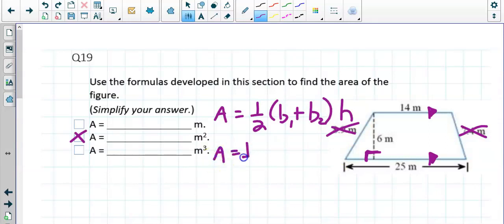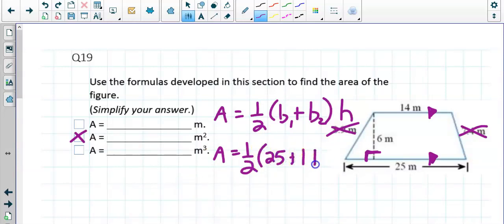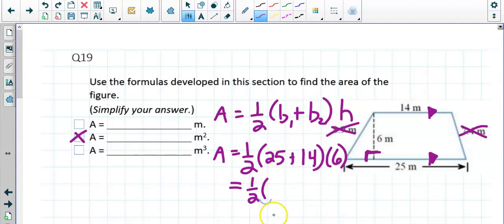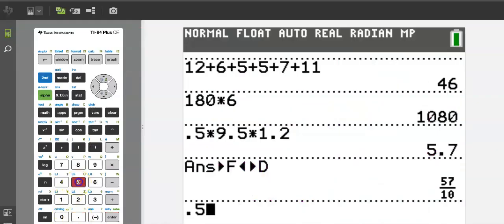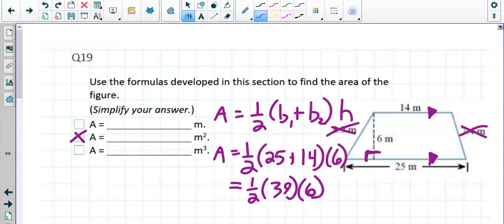So area is equal to 1/2 times B1, which is 25, plus B2, which is 14, and your height is 6. So all you have to do is multiply all that out, or in other words, take 1/2 times 39 times 6. So go to our calculator, 0.5 times 39 times 6, which is 117. And there we go, 117. Cool beans? I'm glad you agree.